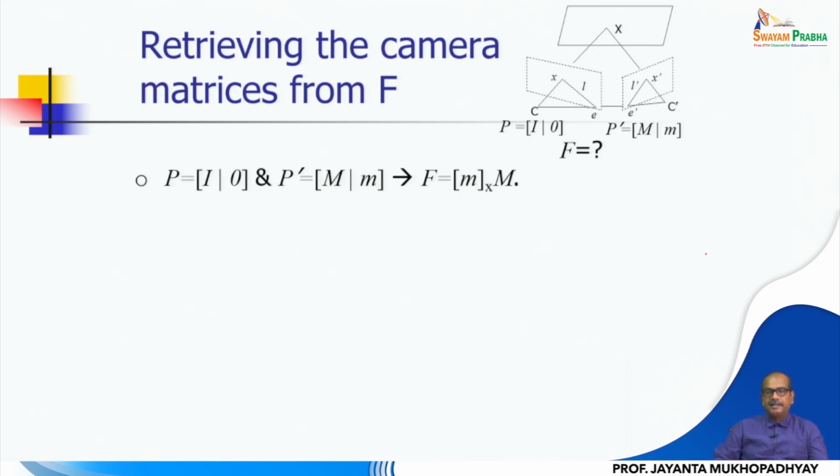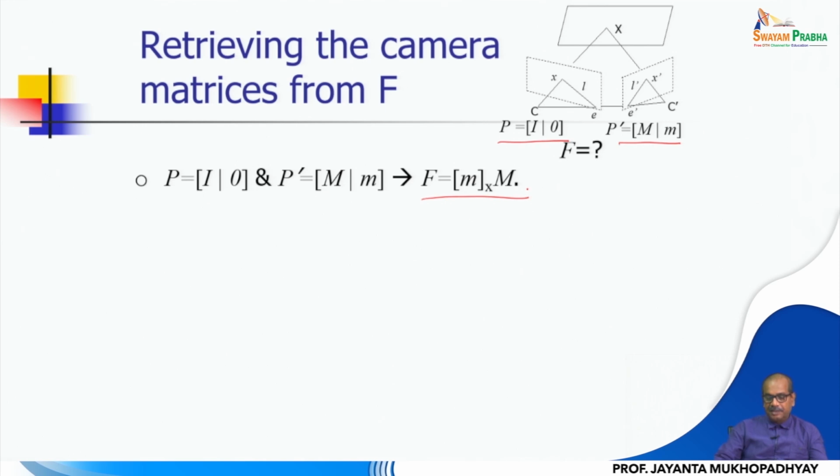So we know that if I consider this configuration, canonical stereo configuration, where your reference image is a canonical camera imaging system, with projection matrix I0, and then P prime is expressed in this submatrix composition, M and small m. M is a 3 cross 3 matrix, and small m is that column vector. Then F, we have already proved, could be derived as small m cross matrix with M. So this is how F could be derived.